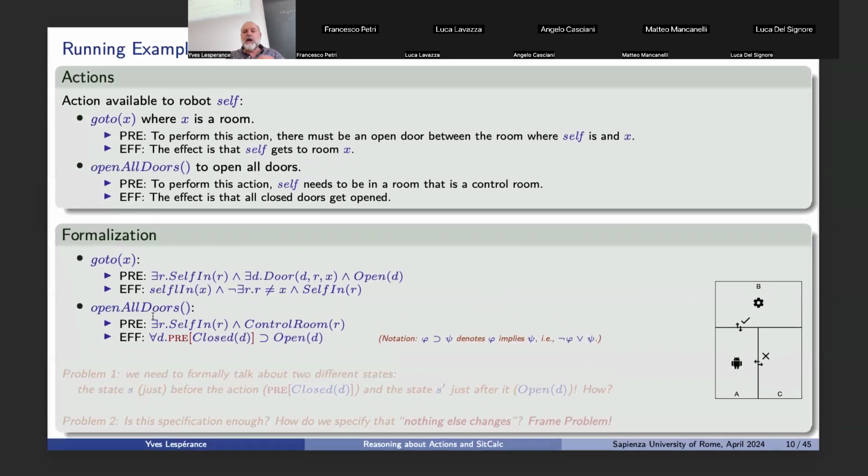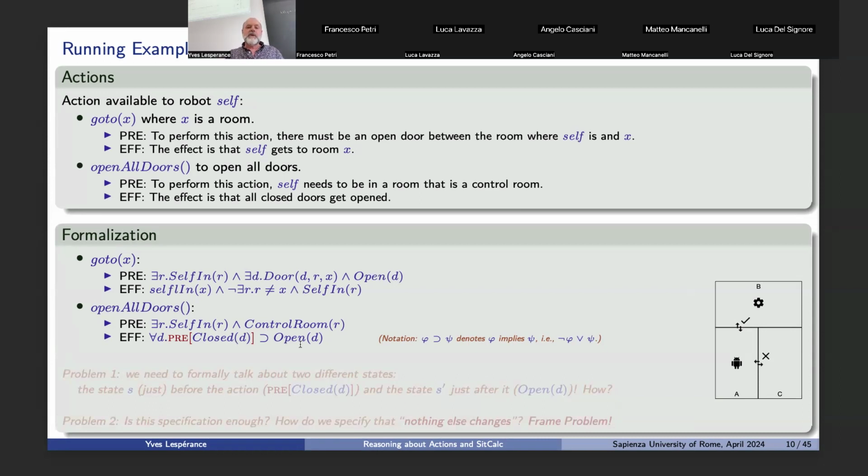And then for open all doors, how do you specify the precondition logically? Well, in order to do this action, the agent has to be in a control room. So we can say this by saying there exists an R such that the self is in room R, and room R is a control room. If this is true, the agent can do this action. And what are the effects? Basically, we want to say every door that is currently closed will be open afterwards.